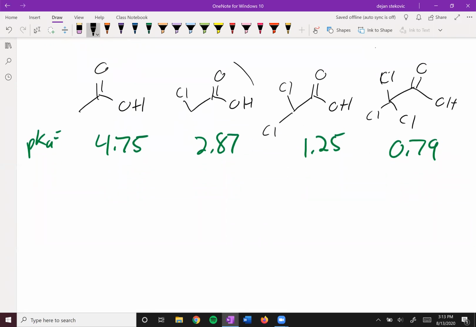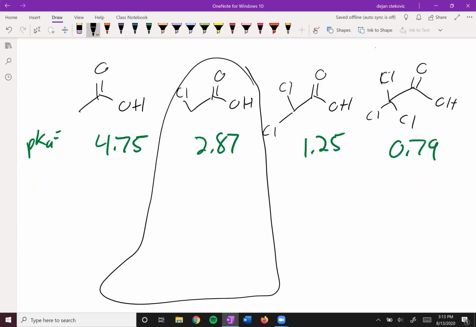So for example, if we compared something like this guy right here, right, now this chlorine is 1 spot further away, the top one would be more acidic. Right, so how far away these electronegative atoms are does indeed matter. I don't have the exact numbers on the bottom one, but you get the point.